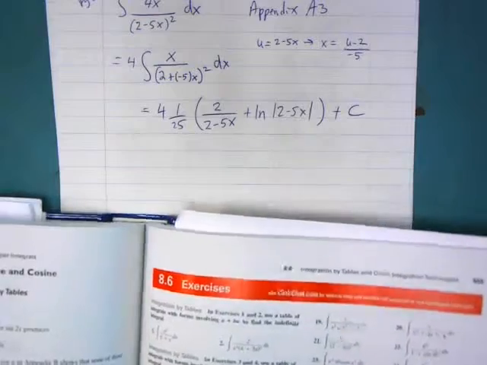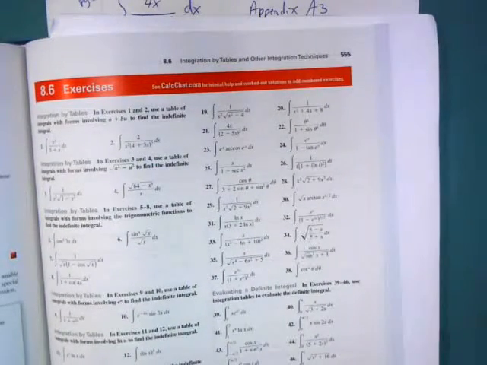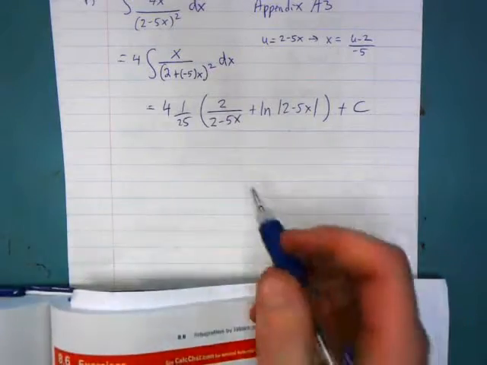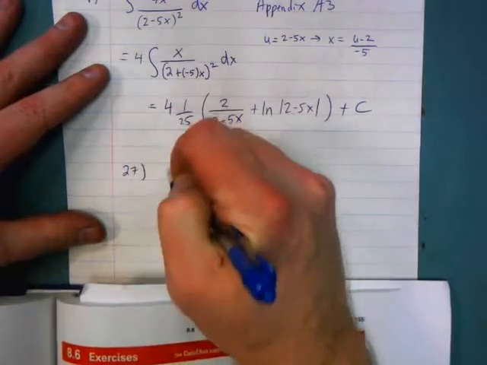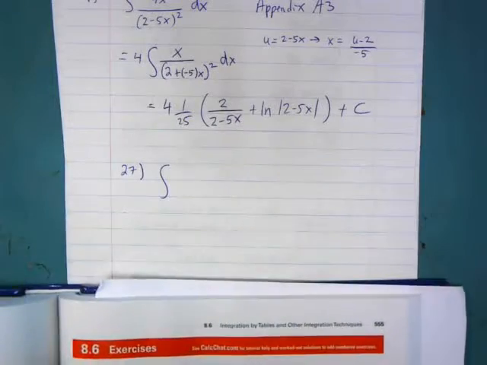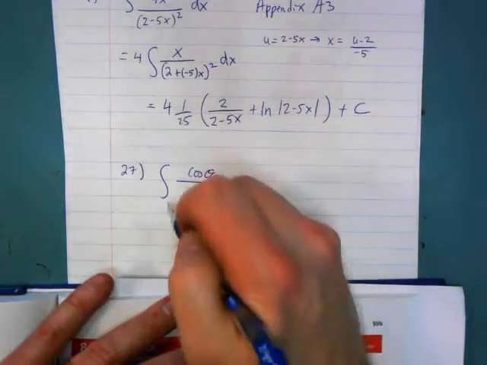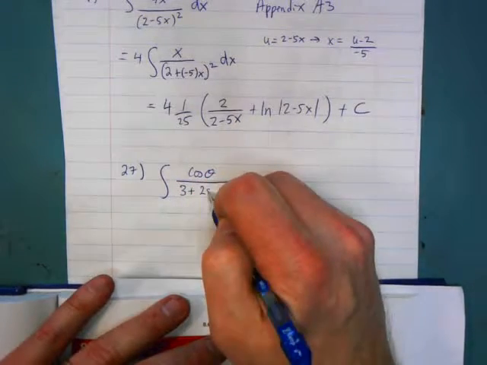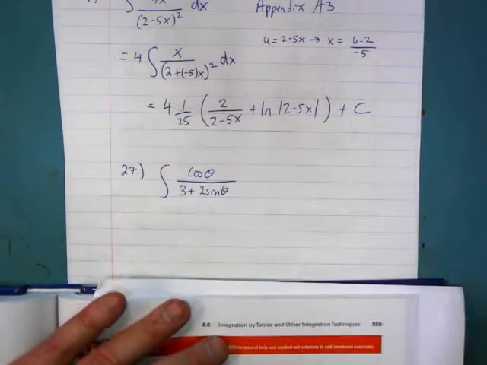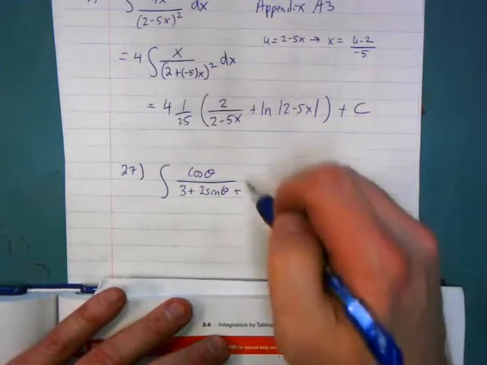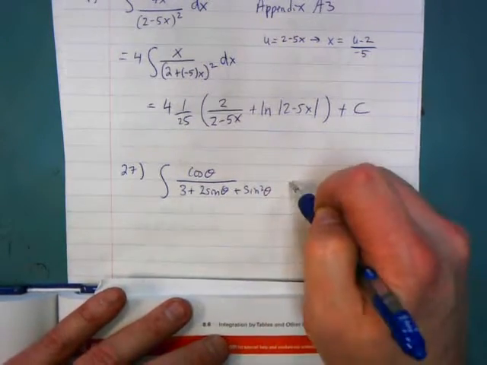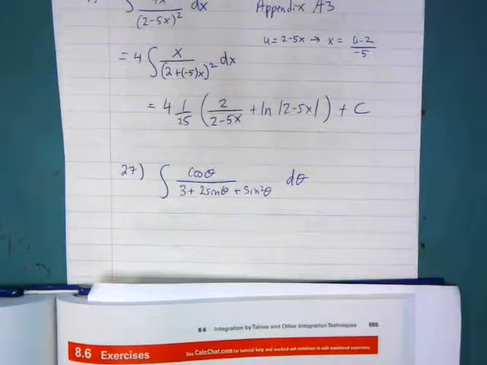All right, let's pick another one here. Anybody see one that looks like fun? Oh, it's 27. 27 looks like a good time. All right. So 27 has the integral of cosine theta over 3 plus 2 sine theta plus sine squared theta d theta.